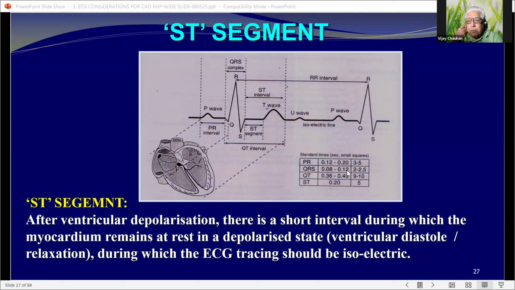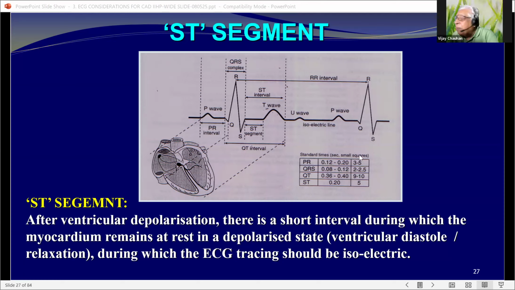0.12 second means 3 small squares. One small square gives us a timing of 0.04 seconds, 2 small squares 0.08 second, 3 small squares 0.12 second. So that is the normal.